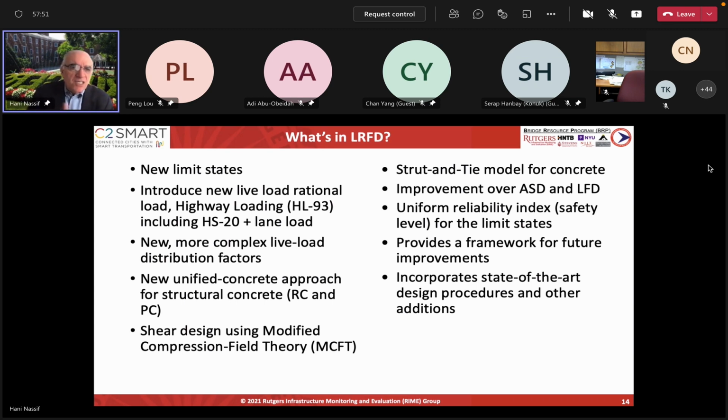And usually the lane load controlled for spans above 120 feet. So if you were short to medium, in the sense of 50 to about 100, 110 feet, it's always the HS20 truck that controls. So given that familiarity with both, you were using them separately.